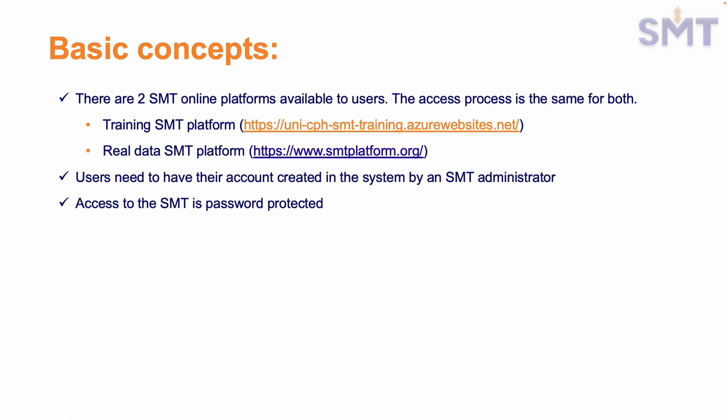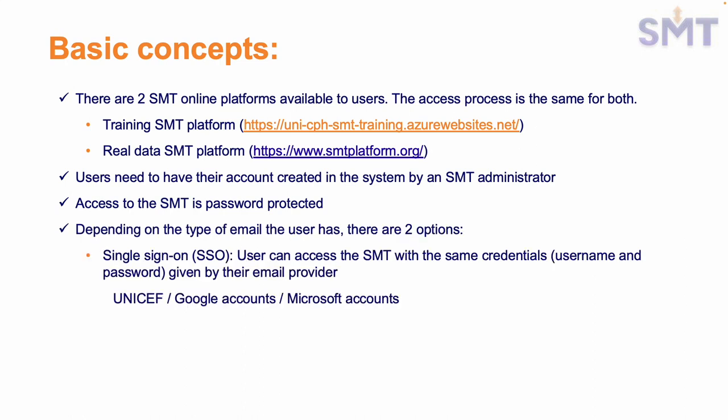Okay, so there are going to be two different types of accessing the SMT depending on the type of email address that you have. If you have an email address which is UNICEF, Google or Microsoft, you will be able to use what we call the single sign-on. That means you will be able to access the SMT with the same credentials that you use for your email. So your email address is going to be your username and your email password is going to be your SMT password. So that will be very easy for you to access the SMT.